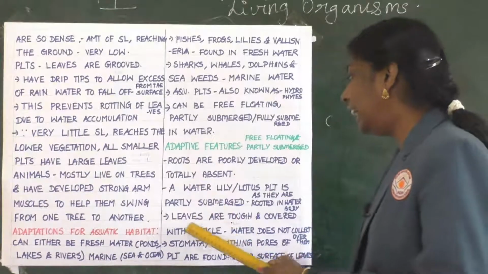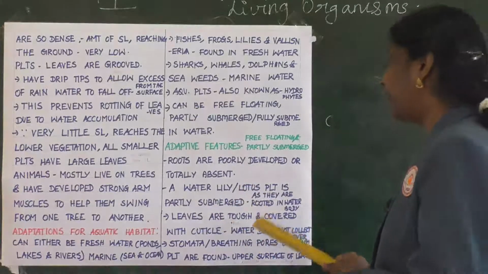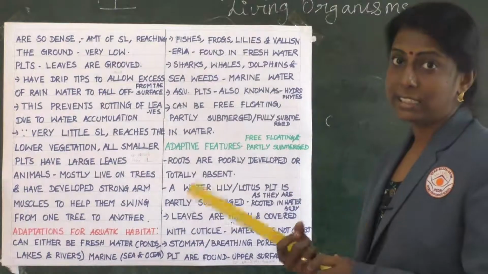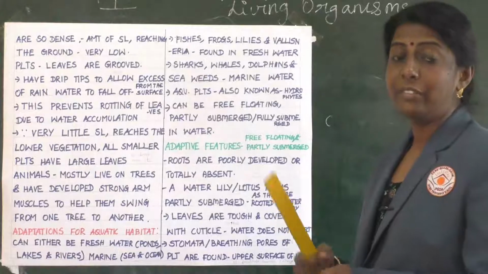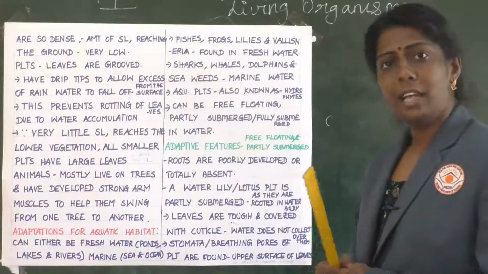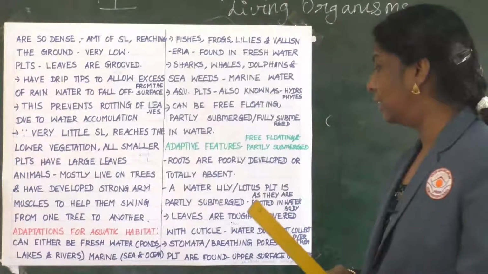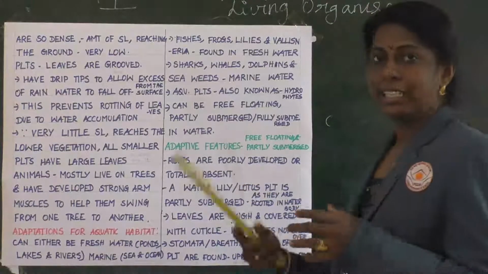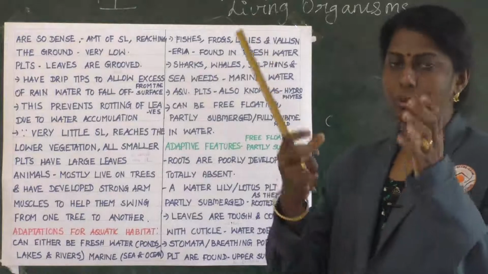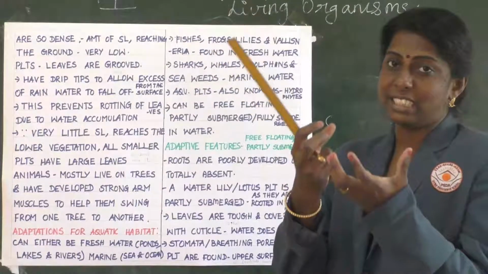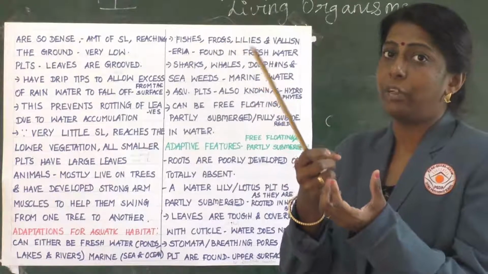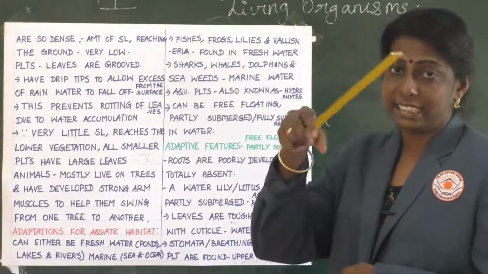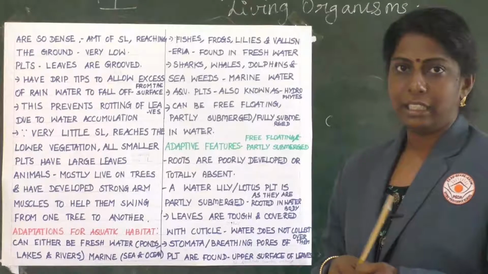Then leaves are tough and covered with cuticle. Lotus leaf generally has this cuticle, which is a fatty acid, so that the water does not collect over them. The leaves do not totally absorb it. You could have seen some droplets in the lotus leaf. It stays separately on the leaf.